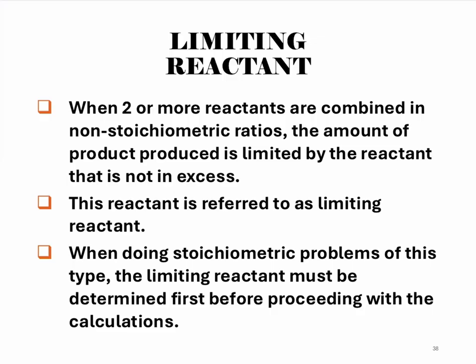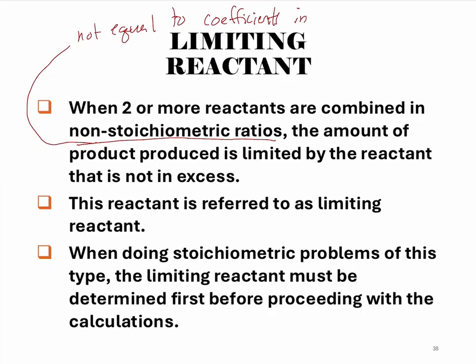And so when we have 2 or more reactants combined in a non-stoichiometric ratio, all that means is, it's just a fancy way of saying when they're not equal to the coefficients in the balanced chemical equation, right? So usually you're not measuring, okay, 1 mole of propane and then 5 moles of water, and we mix those together to get the exact amount. Usually we measure something in grams and we just mix it together.